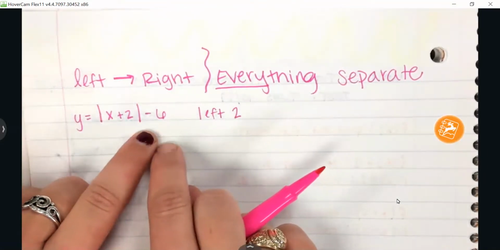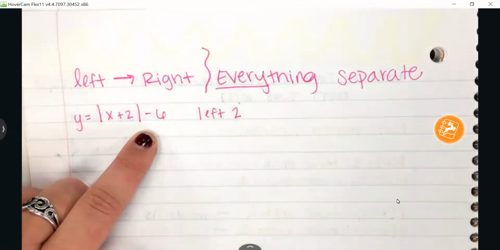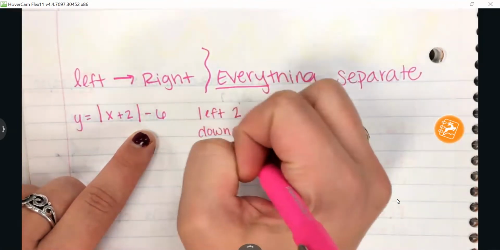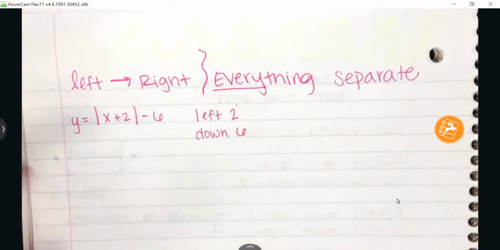-6 is on the outside. It can only move up or down. What's a -6 gonna move? Down 6. Very good. Okay, let's make it a little bit harder.